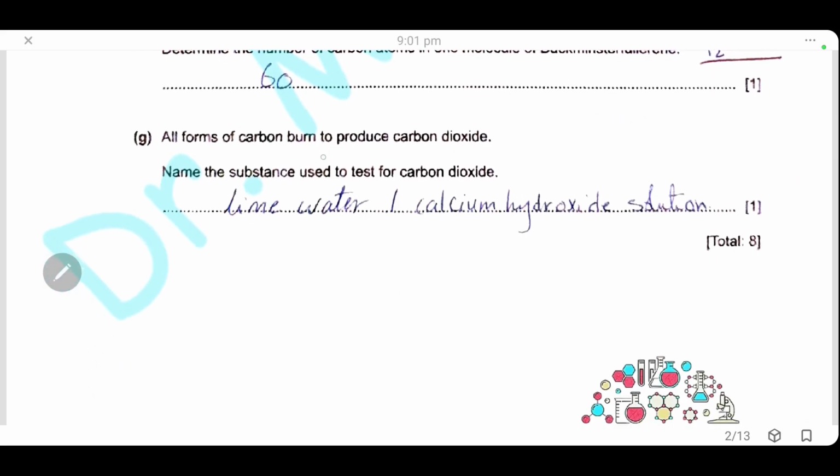All forms of carbon burn to produce carbon dioxide. Name the substance used to test for carbon dioxide. Lime water is used to test for carbon dioxide. When carbon dioxide passes through, the lime water turns turbid or milky due to the formation of calcium carbonate.